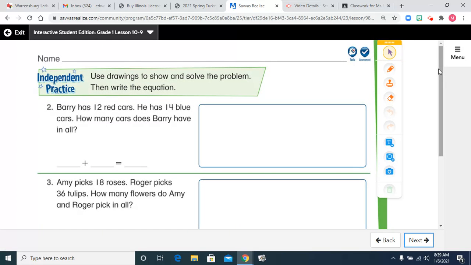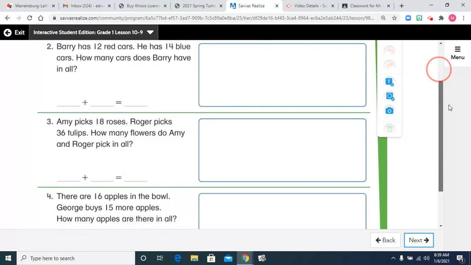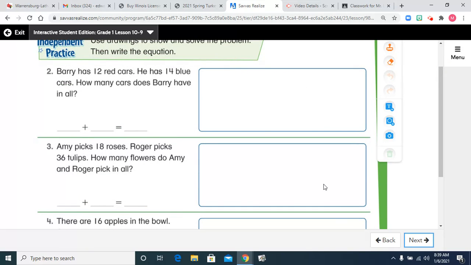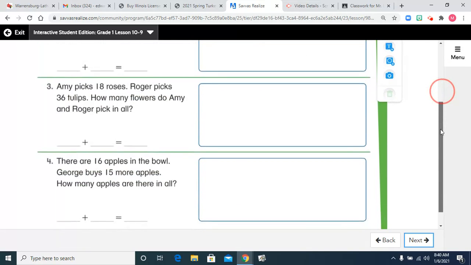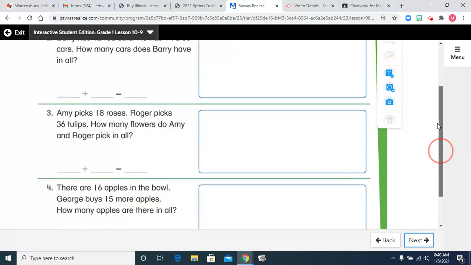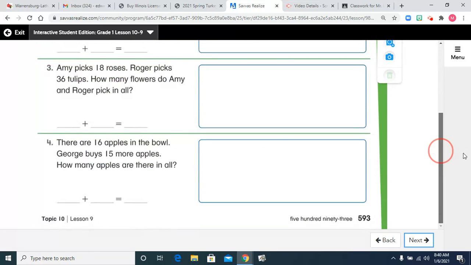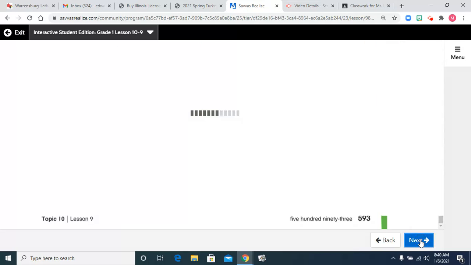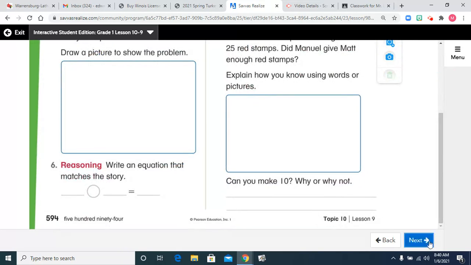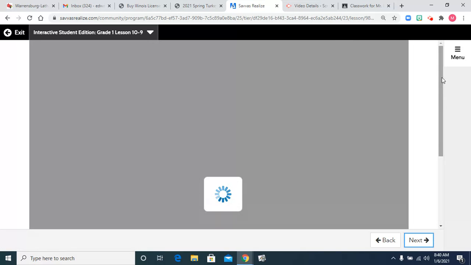All right, your job is to do numbers 2, 3, and 4. They give you this nice big area here to use whatever strategy it is you want to use. Like I said, it does not matter to me. Just use whatever one is best for you. Okay, so you have to do 2, 3, and 4. If you get done with those 3, you can do an extra problem or 2 on the next page, page 594.